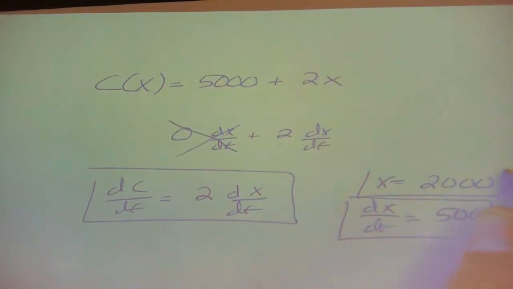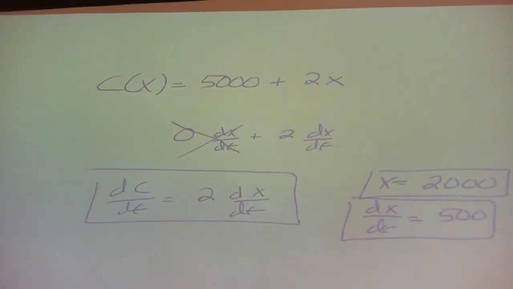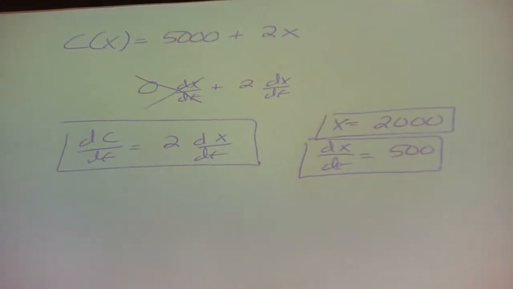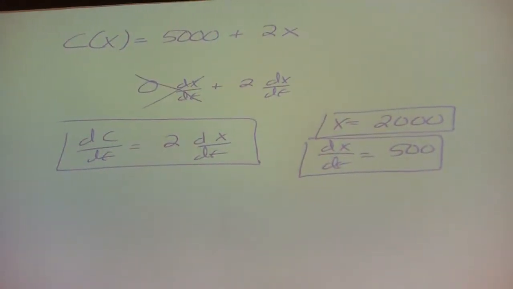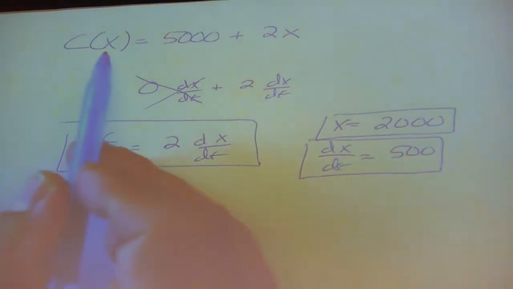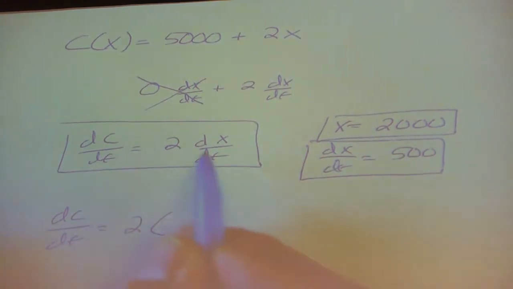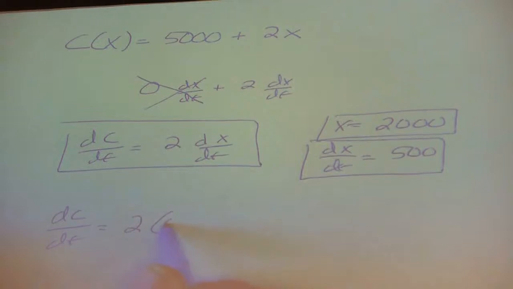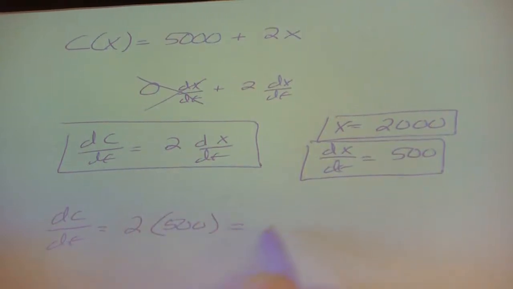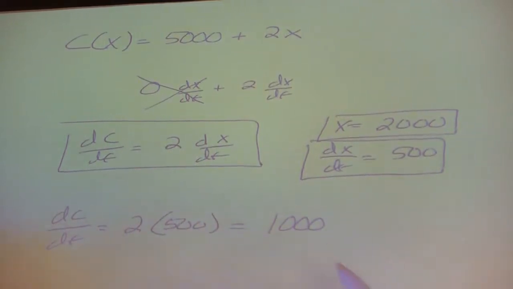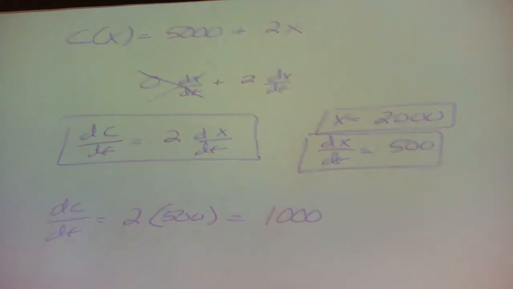So if I want to find out how the cost is changing, which one tells me cost changing? The original cost or the derivative of cost? The derivative. And if I plug in 2 times dx over dt, 2 times 500 is 1,000. And remember, that's how it's changing.